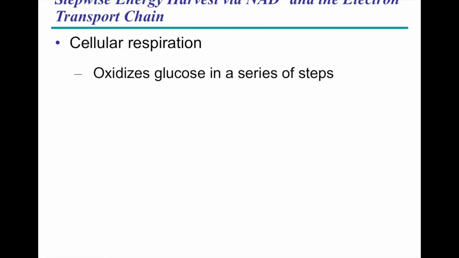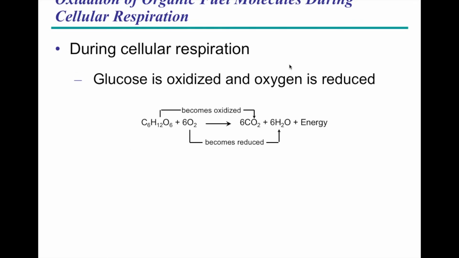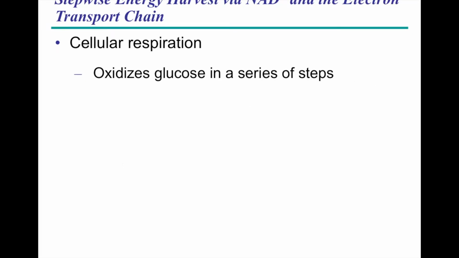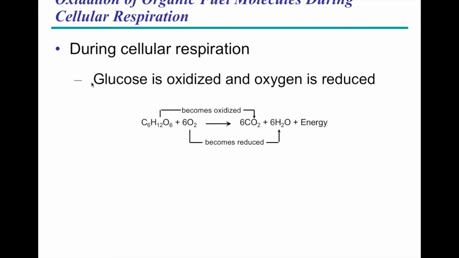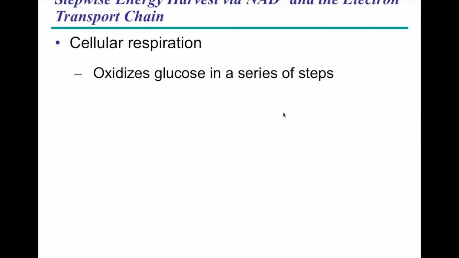Okay, so here are steps of cellular respiration. It oxidizes glucose. So overall, this is our equation for cellular respiration: C6H12O6 plus 6O2 becomes 6CO2, carbon dioxide, plus 6H2O and energy. You'll note that this is just the opposite of photosynthesis. So what's actually happening? Glucose is becoming oxidized, but it's not as simple as this. It's happening in many, many different complex steps.